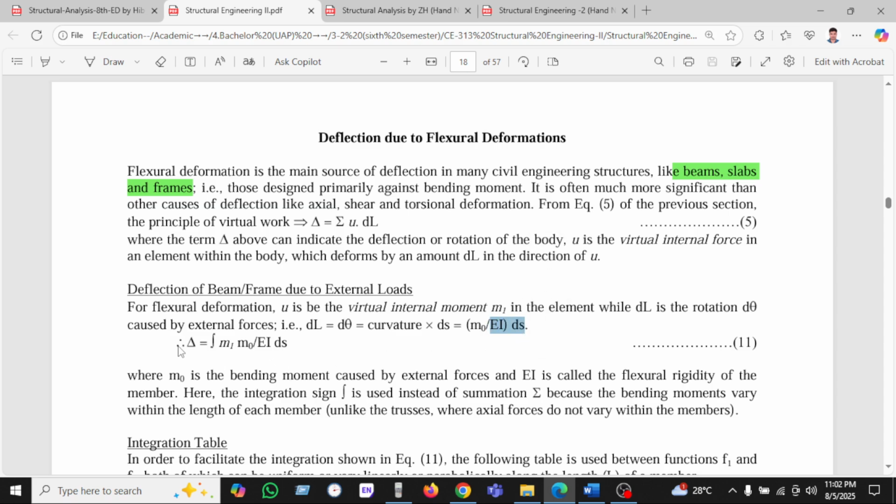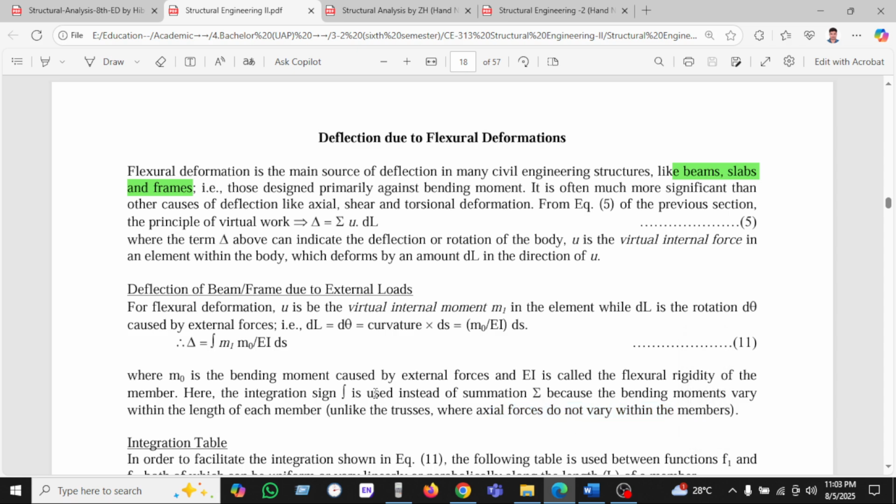So in this case, delta equal to the integral of m1 m2 divided by EI ds comes, where m is the bending moment caused by the external force. EI is called the flexural rigidity of the member. Here the integration sign is used instead of summation because the bending moment varies along the length, unlike a truss where the axial force does not vary within the member.